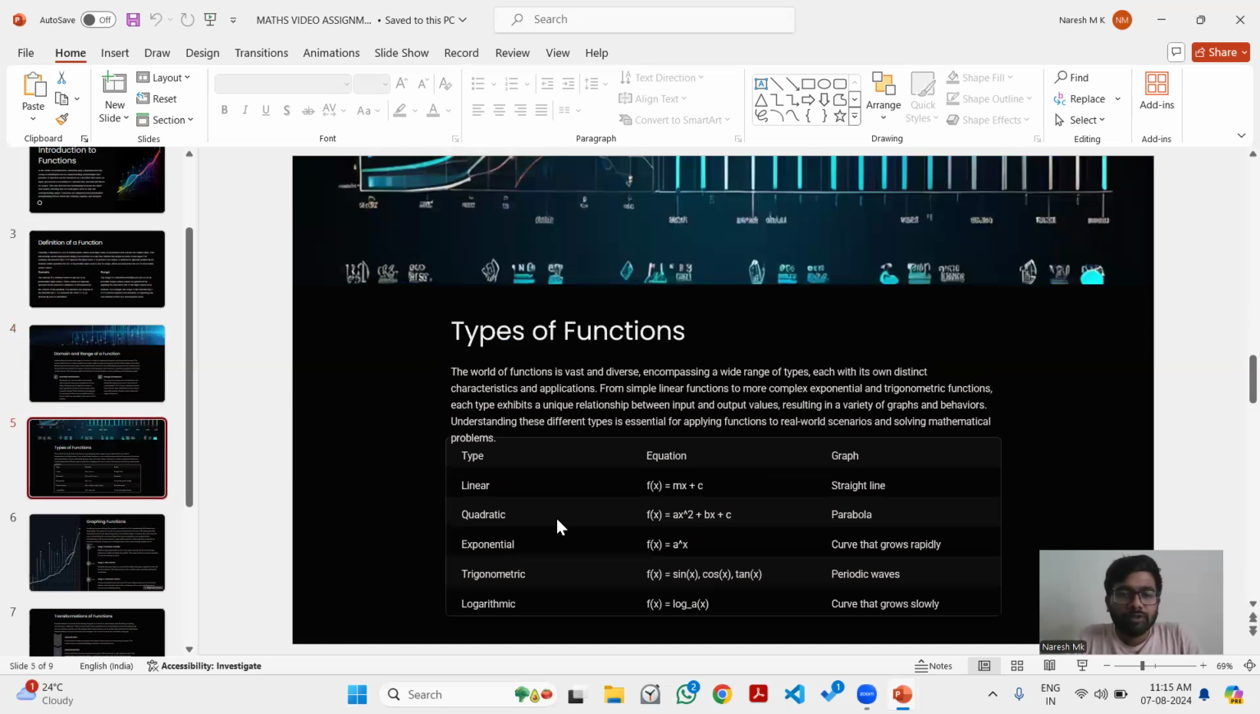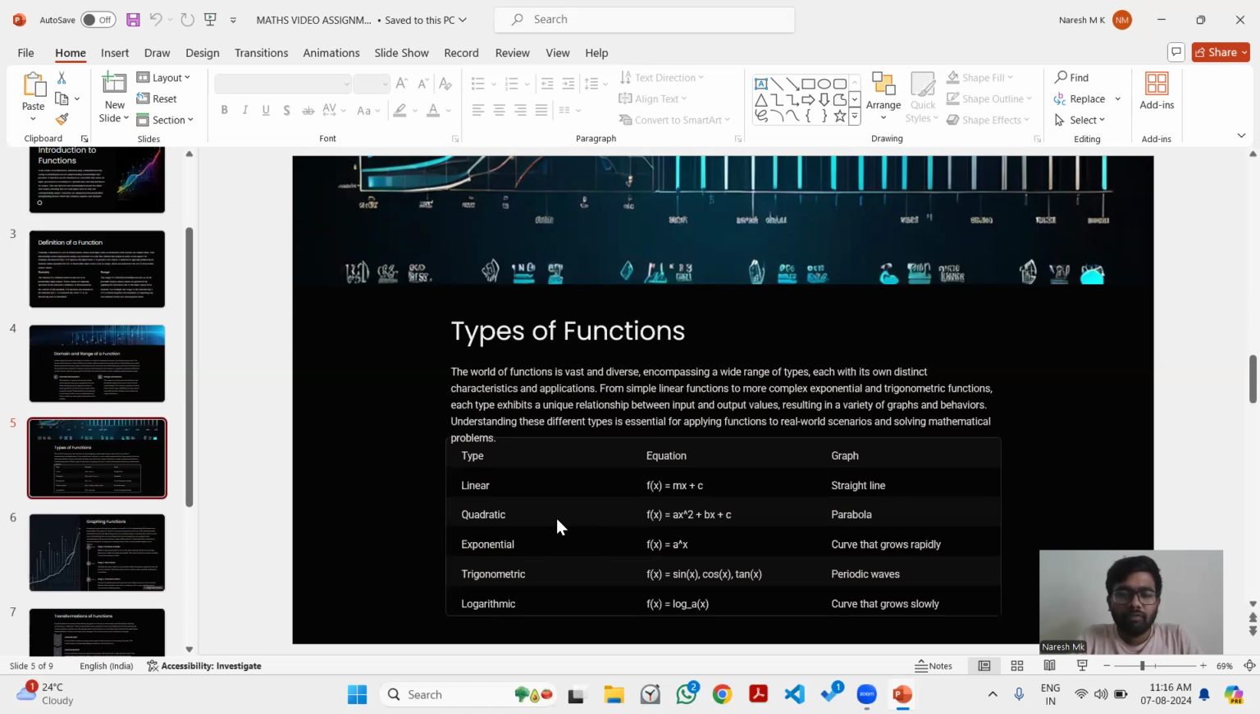And what are the types of functions? The world of functions is vast and diverse, encompassing a wide range of types, each with its own distinct characteristics and applications, from simple linear functions to more complex exponential and trigonometric functions. Each type exhibits a unique relationship between input and output values, resulting in a variety of graphs and behaviors. Understanding the different types is essential for applying functions in real world scenarios and solving mathematical problems.